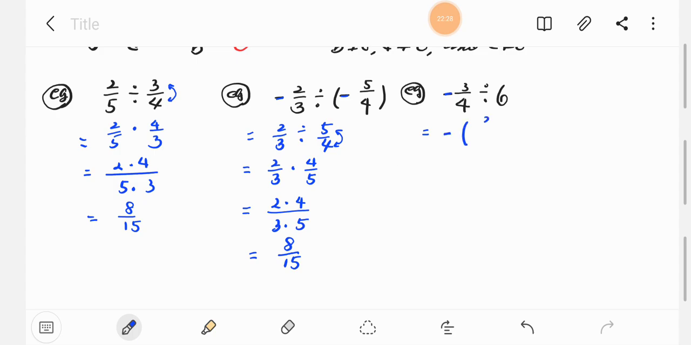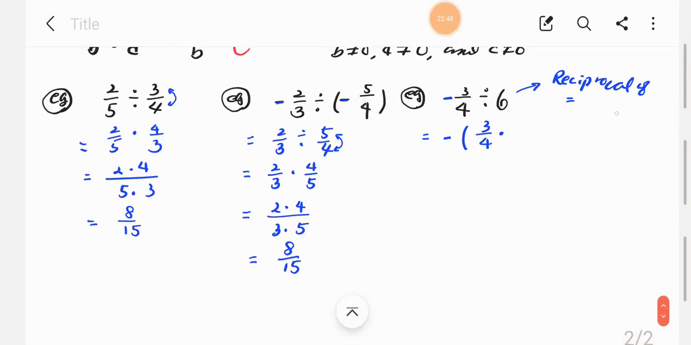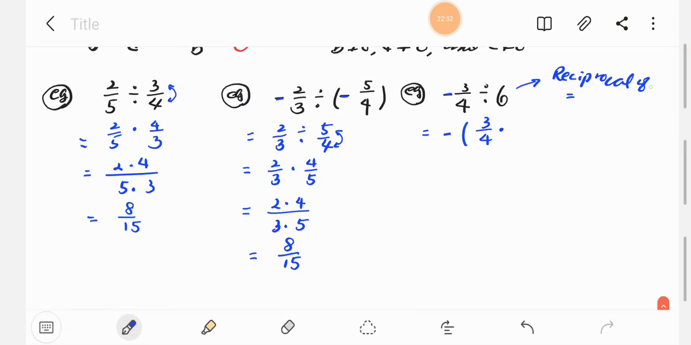This is the same as negative 3/4 multiplied by the reciprocal. What's the reciprocal of 6? The reciprocal should be what? 6 is equal to 6/1, isn't it? So that will be 1/6, right? So the reciprocal of 6 is 1/6. Before we write it, why don't we just write it again here? Let's write 6/1 instead of 6, so that it's much easier. 3/4, and now we can multiply times the reciprocal. So it will be 1/6.